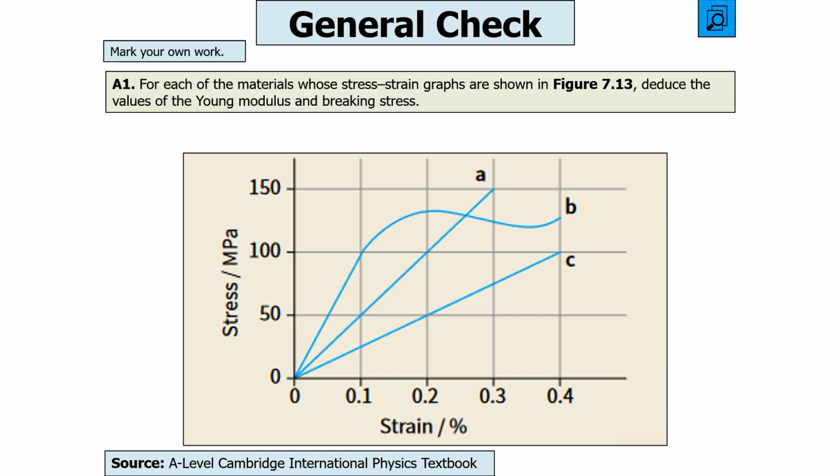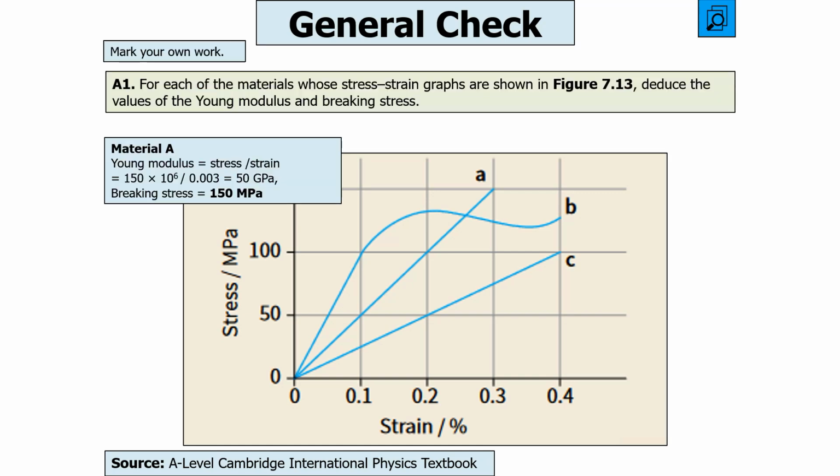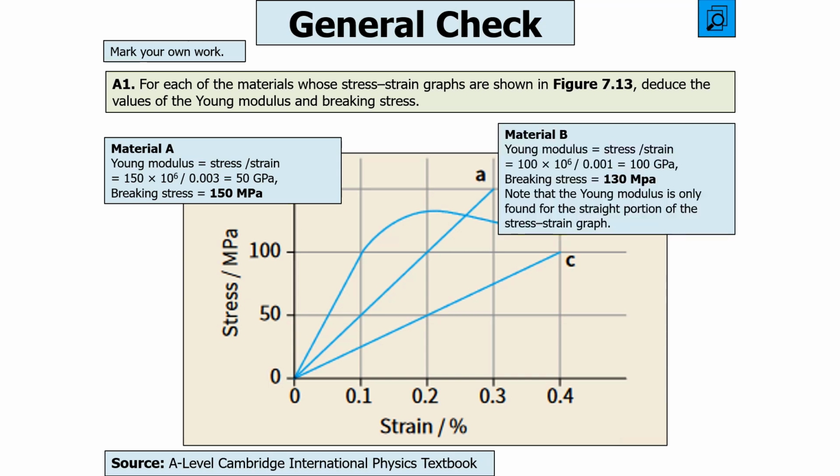Right, so for material A, the Young modulus is the gradient of the straight line section, so you can work that through and it comes out to be 50 gigapascals, and the breaking stress is the highest possible value of the stress, which is 150 megapascals. For material B, again the Young modulus can only be found for the straight line portion of the stress strain graph.